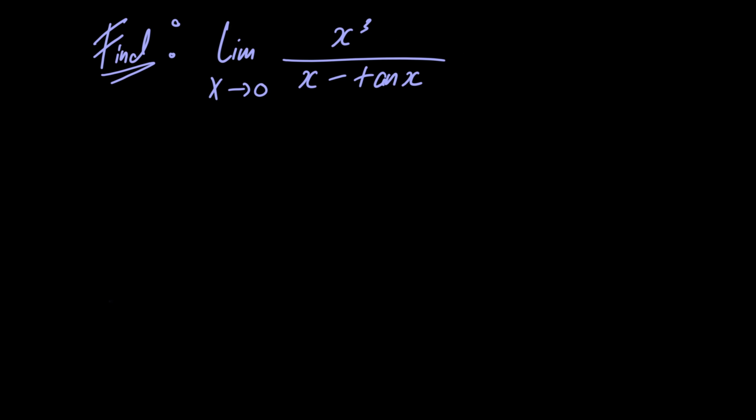Hi everyone, in this video what we're going to do is figure out what the limit is as x approaches 0 of x cubed divided by x minus tangent of x. Now if we were to just let x tend to 0, in the numerator we would have 0 and in the denominator we would also have 0. So in order to evaluate a limit of this form, we need to use something called L'Hopital's rule.